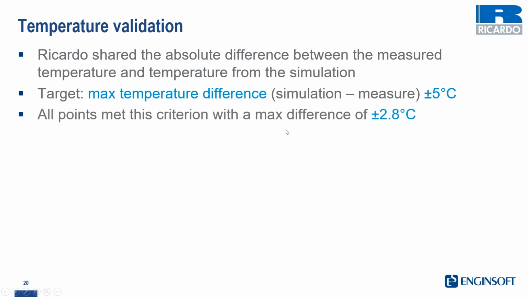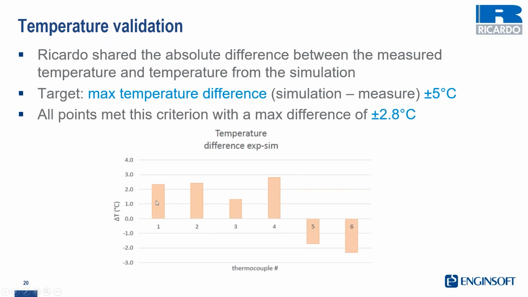What was achieved was a maximum difference of ±2.8 degrees. And these are the 6 thermocouples and the delta temperature between experimental data and simulation results. And as you see, we are always within plus or minus 3 degrees. So a very good match.